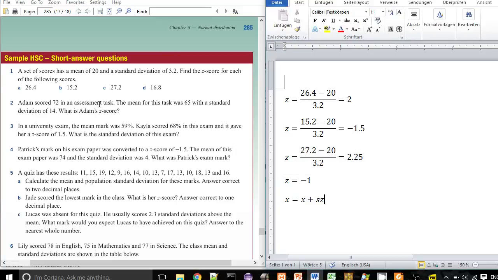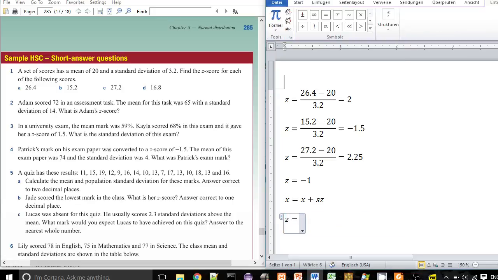Adam got 72. The mean was 65. I'm going to write the answer again. So a half. I can tell because his score is above 65, so it's positive. But he's only 7 above, and the standard deviation is 14. So he's only half a standard deviation above, so a half. Again, if you want to use the formula, that's fine. 72 minus 65 is 7. 7 over 14 is just a half.